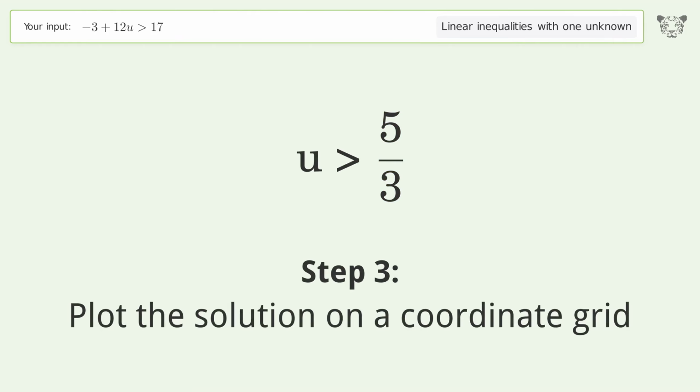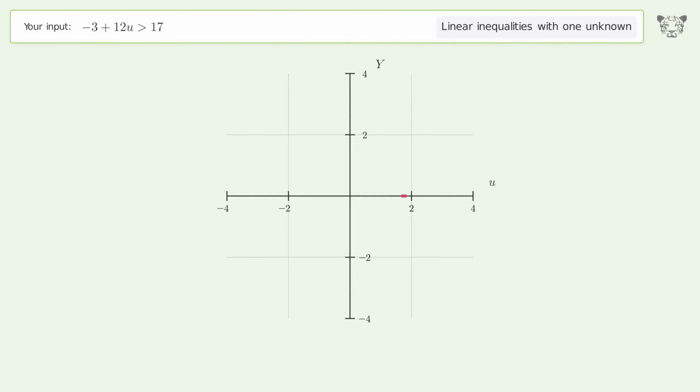Plot the solution on a coordinate grid. And so the final result is u greater than 5/3 greater than 12/3.